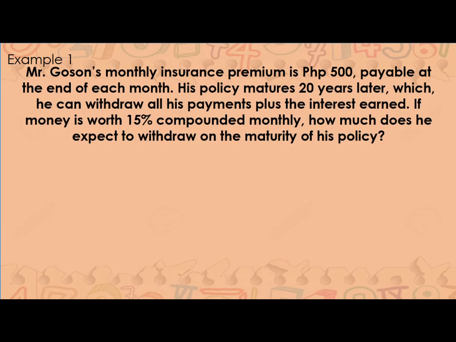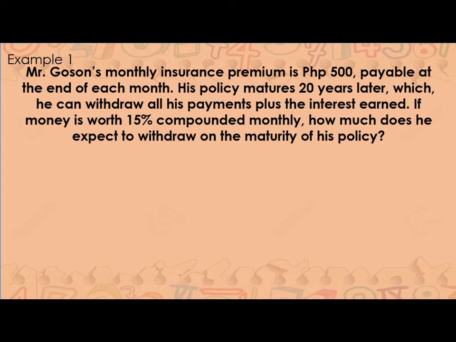Example one, let me read this to you. Mr. Gosson's monthly insurance premium is 500. As you can see here, we have a monthly insurance premium, so we can already consider this example as an annuity, isn't it? Payable at the end of each month. His policy matures 20 years later, when he can withdraw all his payments plus the interest earned. If money is worth 15% compounded monthly, how much does he expect to withdraw on the maturity of his policy? So for this example, we are looking for the maturity value.